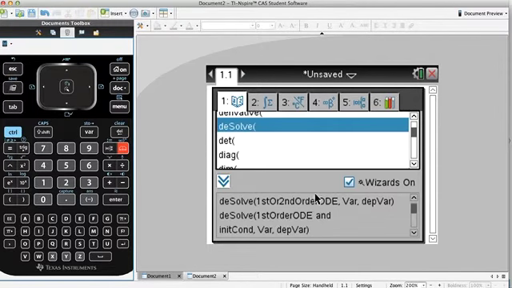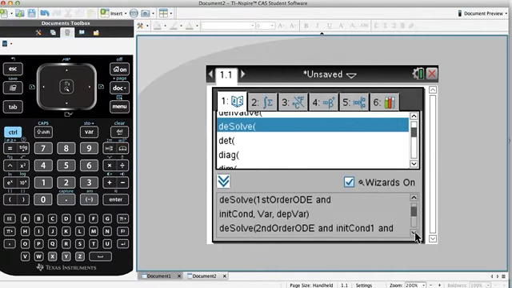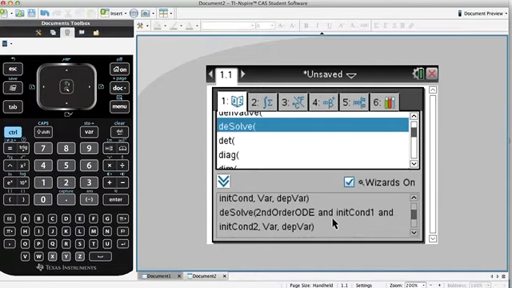So you put your differential equation in with a comma, then the independent variable, so x usually is what's next there, and then a comma, and then the dependent variable, which is usually y. You can also use DE-solve if you've got initial conditions, or even if you have a first or a second order differential equation. If you have more than one set of conditions, so like initial condition 1 and 2, you put those in as well, you just separate them with an AND. Okay, so I'll show you how to do that.